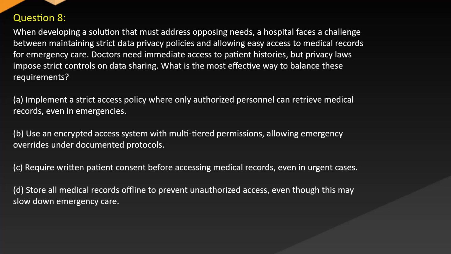A. Implement a strict access policy where only authorized personnel can retrieve medical records, even in emergencies. B. Use an encrypted access system with multi-tiered permissions, allowing emergency overrides under documented protocols. C. Require written patient consent before accessing medical records, even in urgent cases. D. Store all medical records offline to prevent unauthorized access, even though this may slow down emergency care.